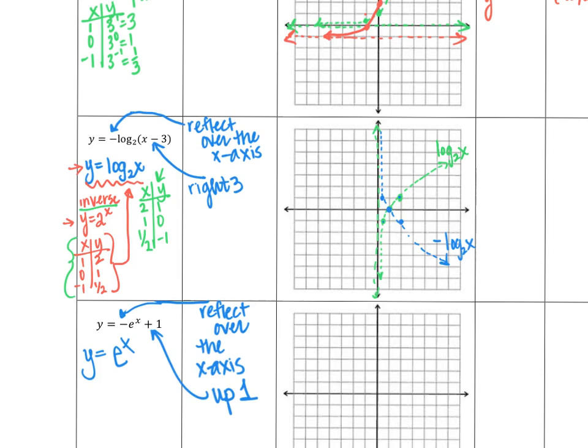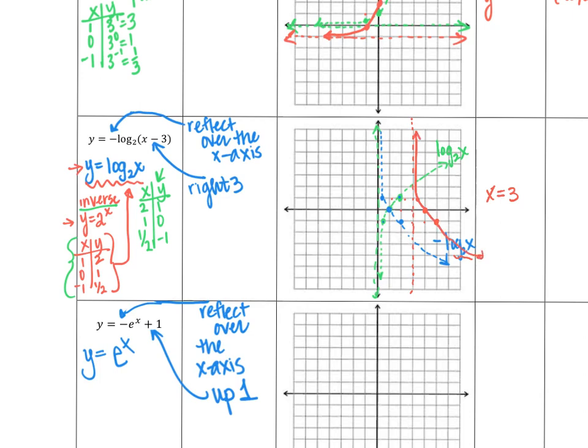So finally, I need to do the shift to the right 3, which makes my vertical asymptote now at x equals 3. So I'm going to write that down here, x equals 3. And all of the blue graph, which was my reflected graph, is going to move to the right 3 spaces. So this is going to be now 1, 2, 3, 1, 2, 3, and 1, 2, 3, getting closer. So it should look just like the blue graph, but shifted to the right 3 spaces.